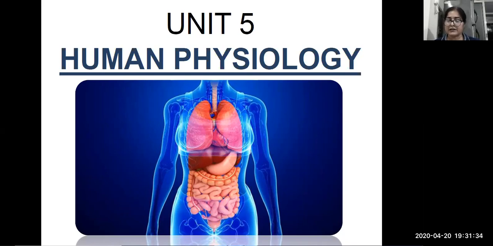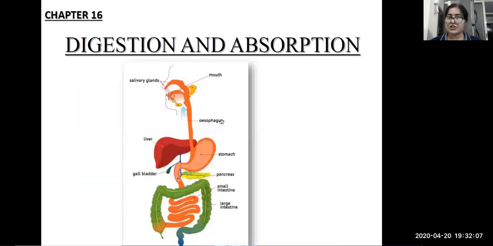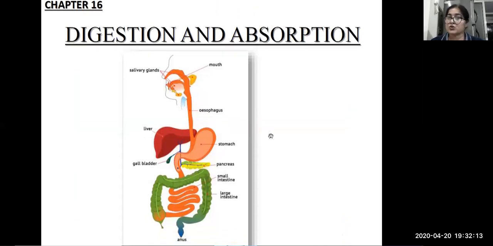A very basic chapter that you have studied in your 10th standard. And we will connect this chapter with the 10th class chapter on nutrition: how the food is taken up, how this food is digested and converted into simple form, and absorbed by the body. So let's start this unit. The first chapter of this unit is digestion and absorption, where I'm going to start these two important processes that take place in the body.